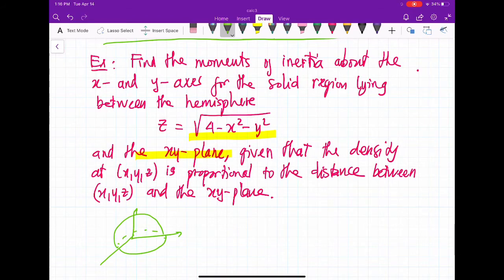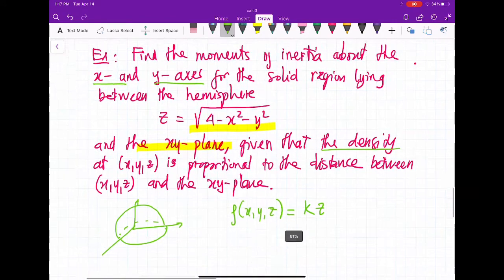And they give us that the density function at some point x, y, z is proportional to the distance between that point and the xy plane. So what is that? The distance between this point and the xy plane is nothing but the z coordinate. So I may have the following density function equal to kz. Make sense? All right. We have the density function. Now they ask us to find the moment about the x and the y axis. No problem, we have formulas.